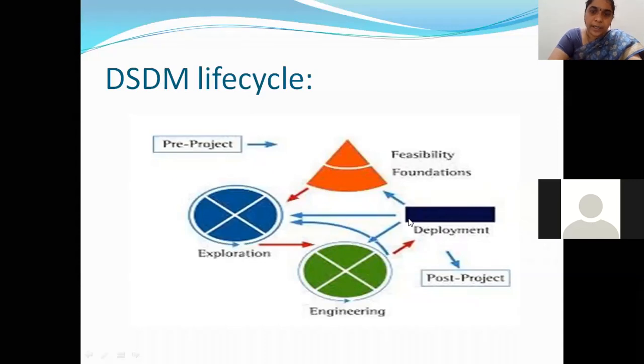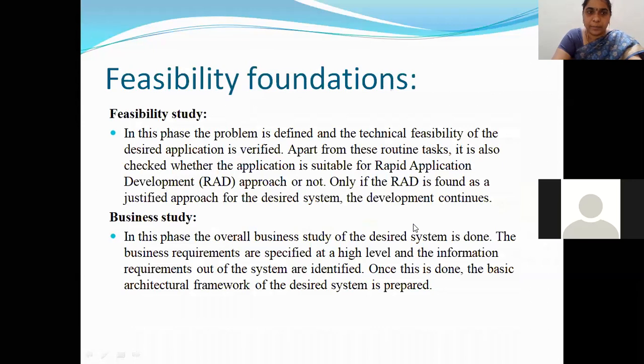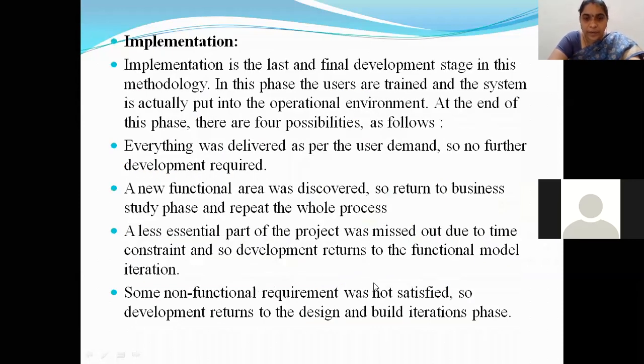All right. Then again, what you'll do is return this to the functional model. See, this blue arrow is showing that the product from here is returned to this functional model. Again, that new functionality is added. Again, the designing is done. Again, the deployment is done. That might happen. Or finally, some non-functional requirement was not satisfied. So development returns to the design and build.